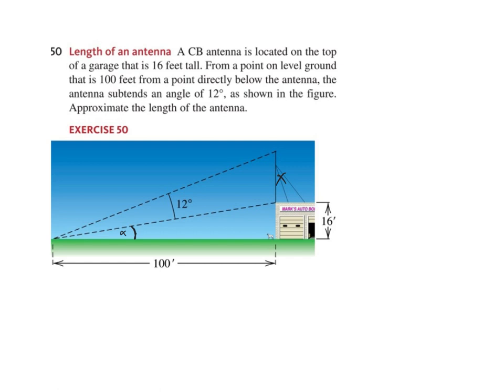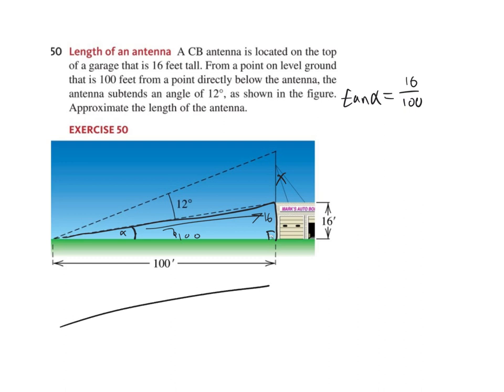All right, so we got to get X. So we have a big triangle. If we can get alpha, which we use this bottom triangle here, this is 16 and this is 100, we can get alpha. That's the opposite leg over the adjacent leg. So tangent of alpha is equal to 16 over 100. If we can get alpha, we can add it to 12 to do the bigger triangle. Okay, this is still 100. And then this is x plus 16.